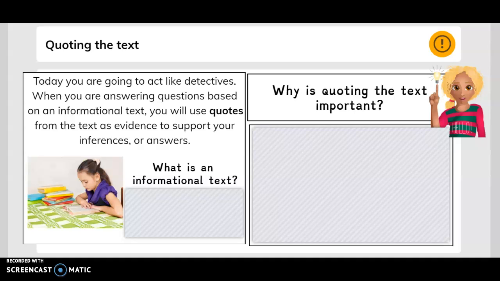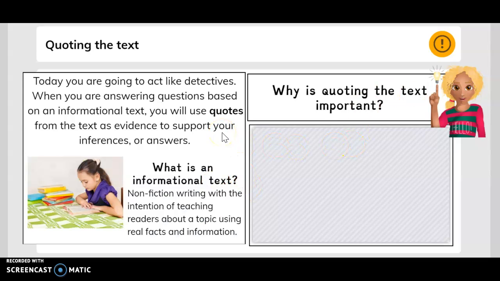Quoting the text. Today you are going to act like detectives. When you are answering questions based on an informational text, you will use quotes from the text as evidence to support your inferences or answers. What is an informational text? Nonfiction writing with the intention of teaching readers about a topic using real facts and information.